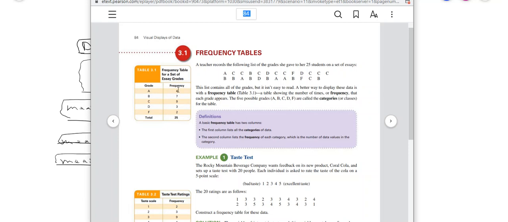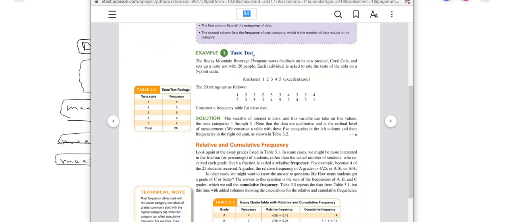So this means 4 people got A's in this particular data collection here. 7 got B's, 9 got C's, 3 D's, and then there's a total of 25. So that's kind of a basic frequency table. It says it has 2 columns, the first a list of categories and the second the counts. So this is very common, a good way to get started.